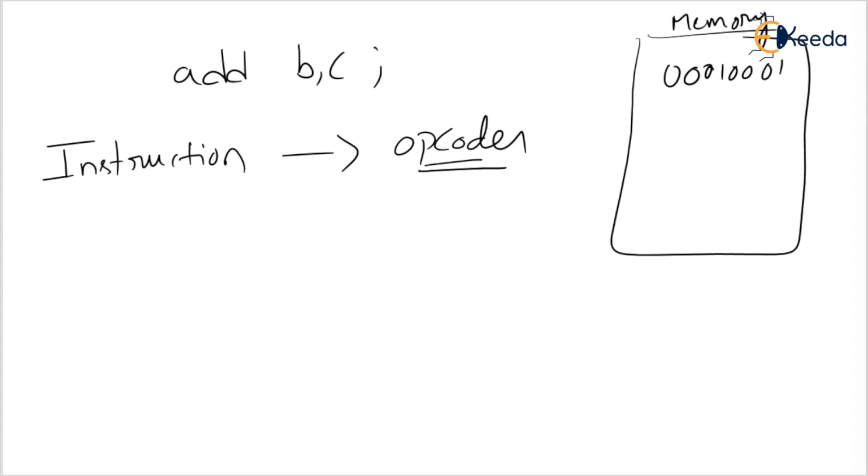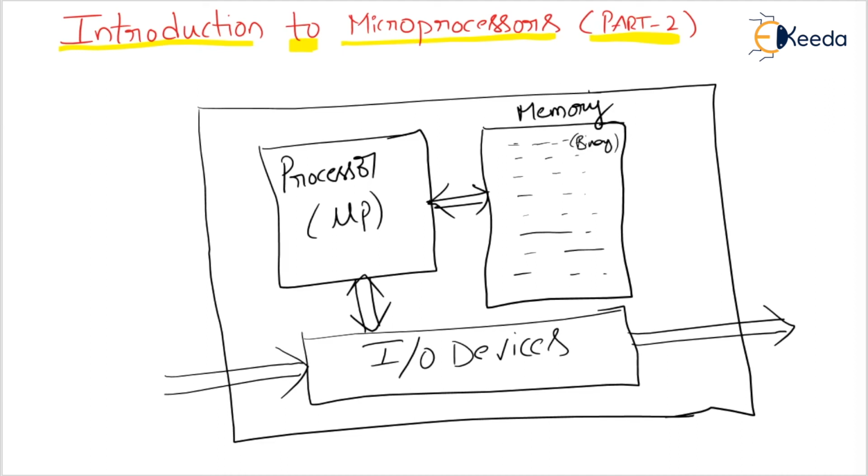Right? So first, what will the processor do with the memory? The data is saved. What will the processor do? The processor first takes the first opcode into the processor. Taking the data is called fetching.